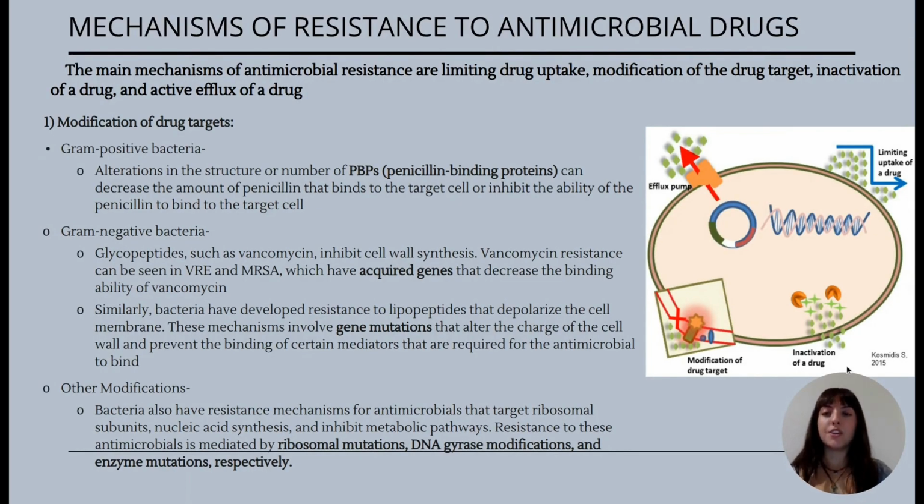So starting with modification of drug targets, going back to the gram-positive and gram-negative bacteria that we learned about earlier. In gram-positive bacteria, we see alterations in the structure or number of penicillin-binding proteins, and these alterations can decrease the amount of penicillin that binds to the target cell, or just inhibit the ability of the penicillin to bind to the target cell in general. And then in gram-negative bacteria, we see this in antimicrobials like glycopeptides, such as vancomycin.